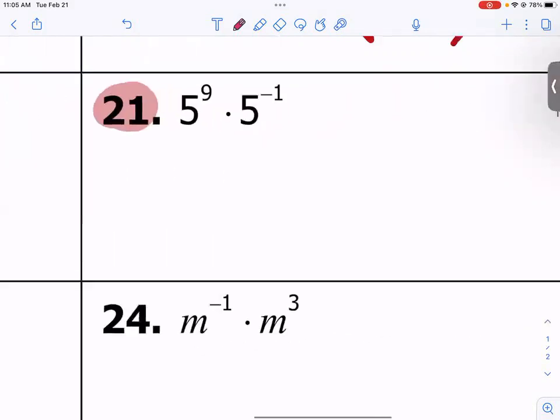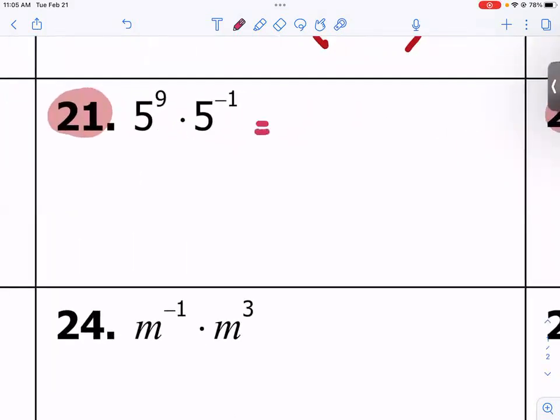Okay. Bronson, how about number 21? How did you get 1 over 5 to the 8th? Oh, wait, never mind. It's just 5 to the 8th. Oh, wait, it is just 5 to the 8th power. When we add 9 and -1, we get +8, right?